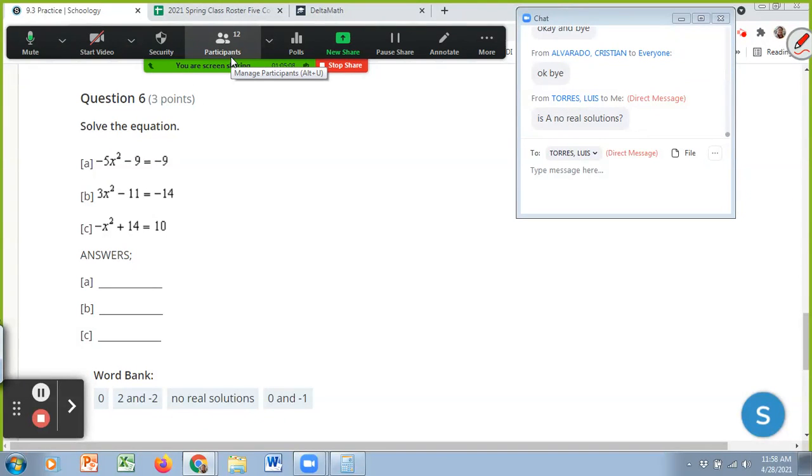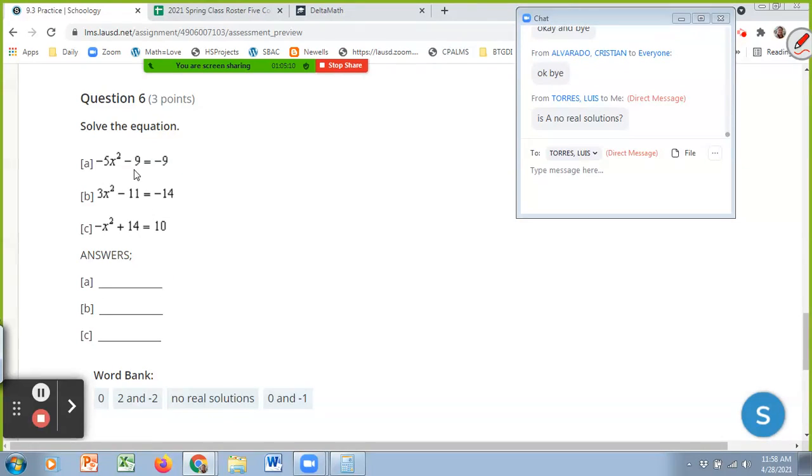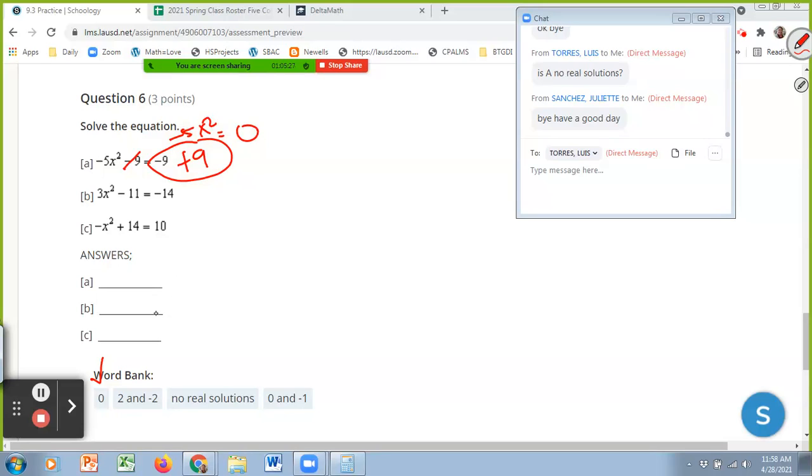Is A no real solutions? Negative 9 plus 9 is 0. So this will be 0. So negative 5x squared. 0 divided by negative 5 is still 0. So that has to have a solution, but only one. So it's the one that has 0.